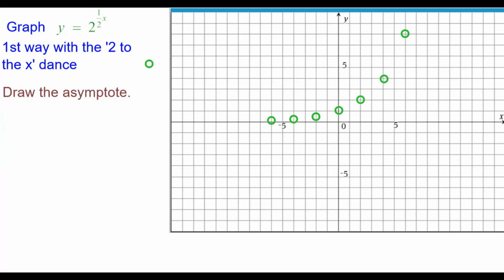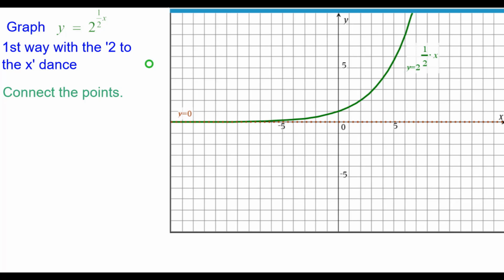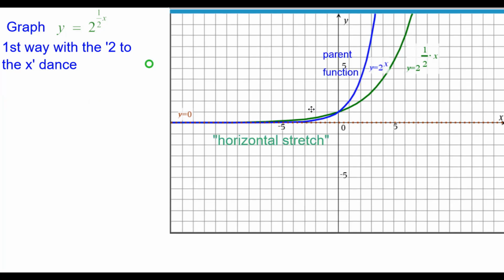We need to draw in our horizontal asymptote, the x-axis, the line y equals 0. Connect the points and we get a 2 to the x looking curve. However, comparing it to the parent function, it is definitely a horizontal stretch from blue to green.